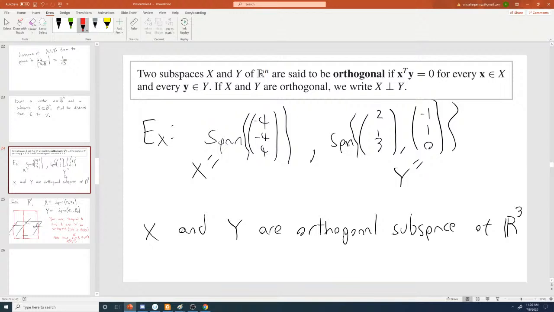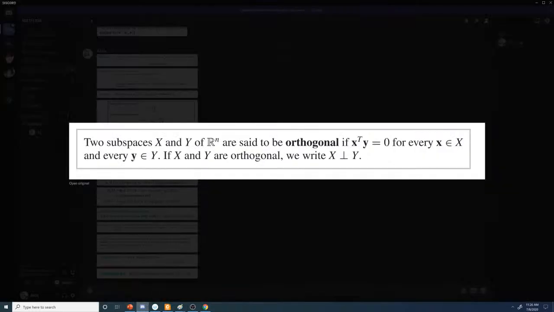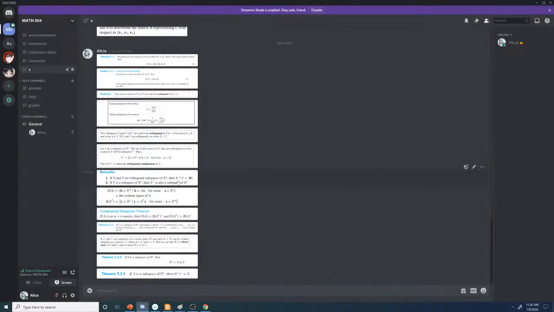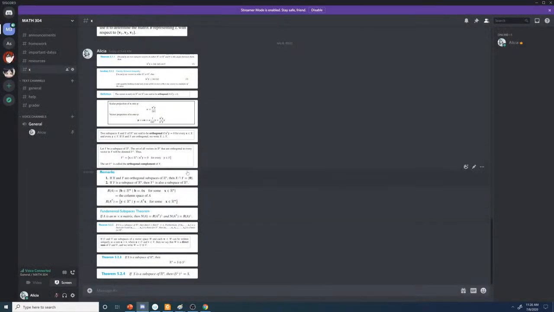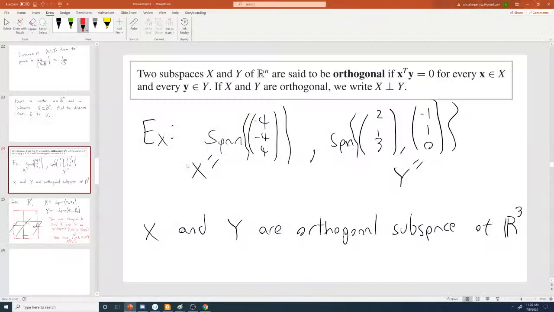I'm going to prove one property of orthogonal subspaces today and defer the rest until Friday. Actually, you know what? I am simply going to wait and do it all Friday because it's better logical progression.